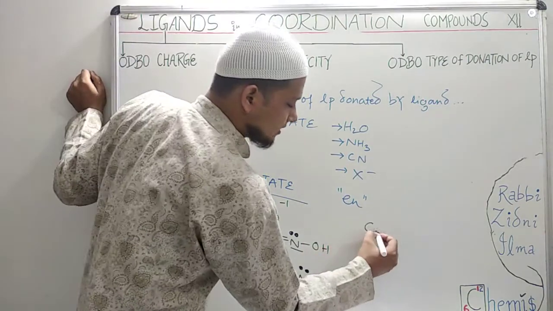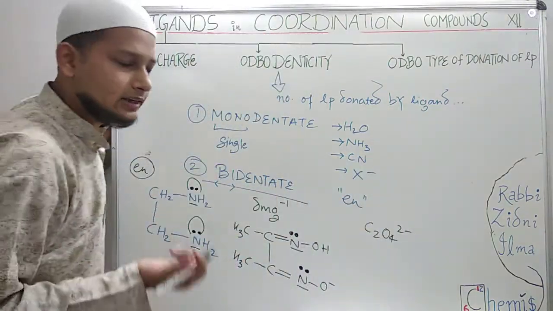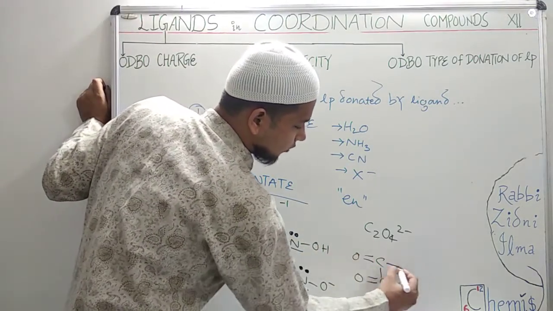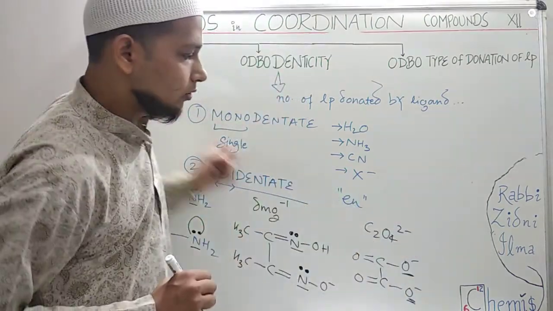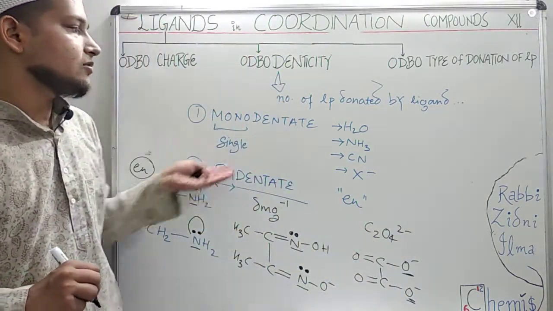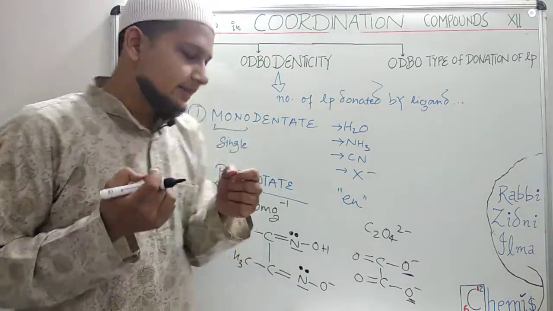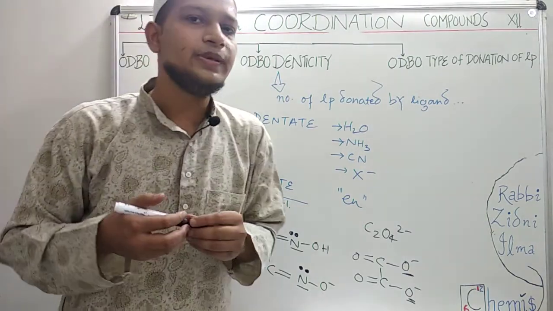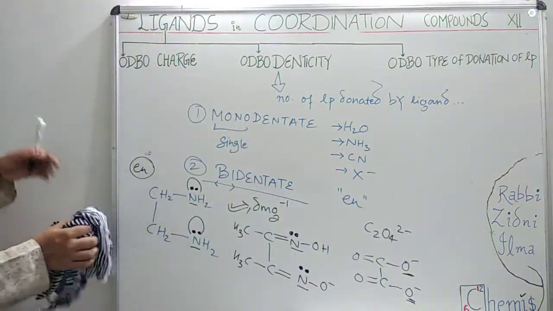Next up we have is oxalate ion, C2O4 2 minus. It is also a bidentate ligand. Look here, CO, CO, O minus, O minus. These are our 2 donor atoms. So bidentate. So these are the cases of monodentate and bidentate. In bidentate, I would like to discuss this DMG for a particular cause because it has been asked in most of the exams. So I will clean this up first of all.